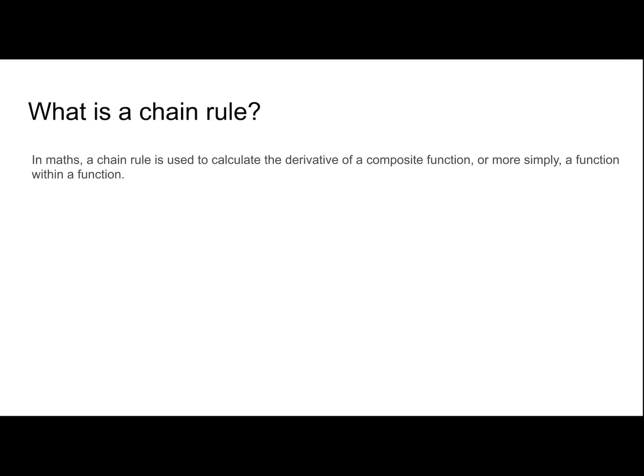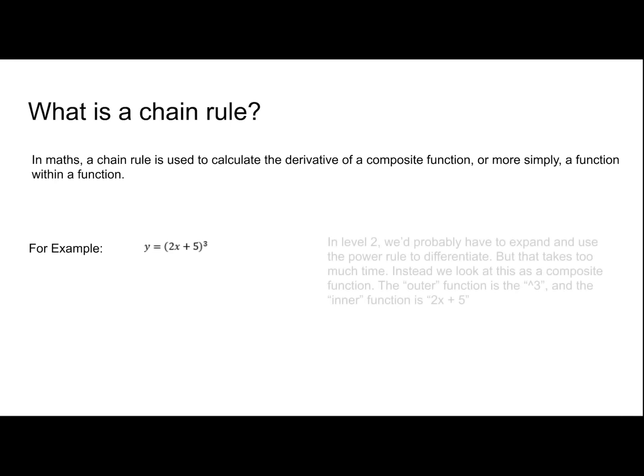So what is the chain rule? In maths, the chain rule is used to calculate the derivative of composite functions, or more simply, a function within a function. So if you have a function, f of x, within another function. For example, y equals (2x + 5) to the power of 3 would be an example of a composite function.